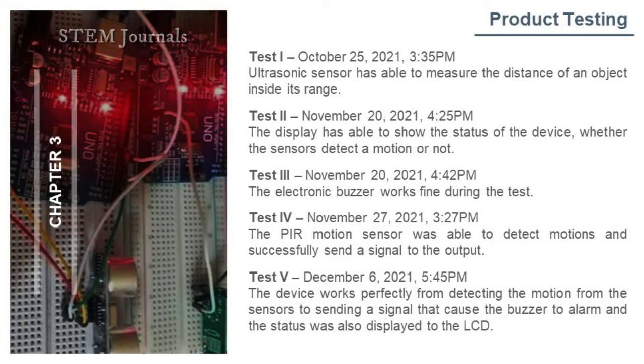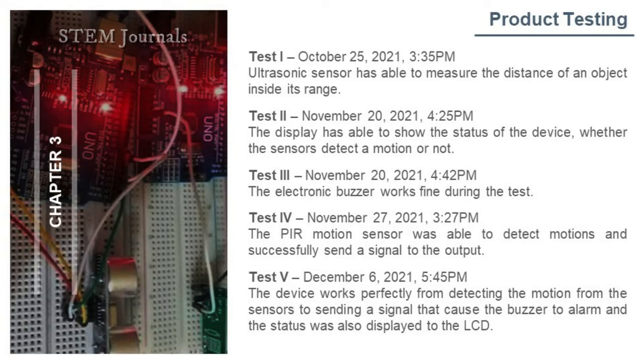For test 3, on the same day, November 20, also around 4 p.m., we tested the electronic buzzer if it buzzes when there is a change in distance. For the PIR motion sensor, we tested if it detects motion around its vicinity, and we also tested if it sends the signal, or the code rather, to the LCD display.